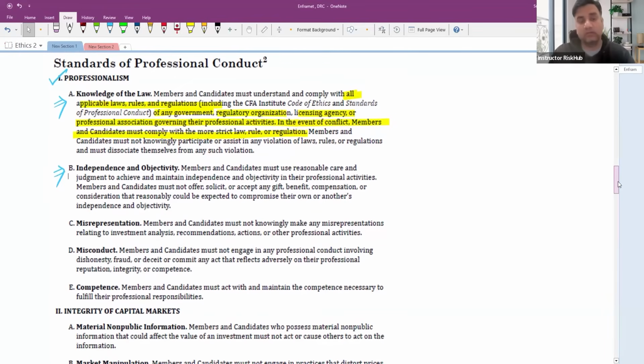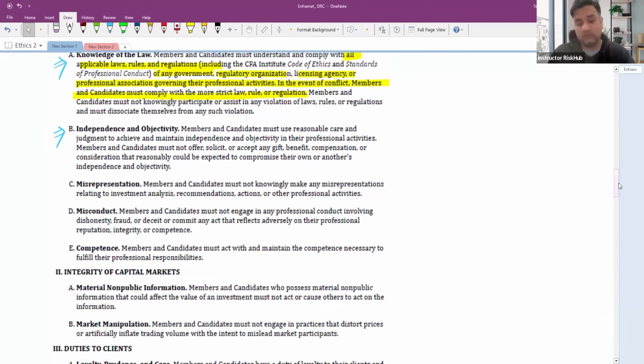And the second one, I told you, right? No gifts, no benefits, no compensation, no impairment of judgment. Anything where perception also turns bad, that is bad, right? So what reasonably could be expected to impair judgment is not good, not allowed. Third is misrepresentation. Misrepresentation means no false claims, no exaggeration of credentials, no plagiarism, all those things, right? You can't remember everything, you have to understand it, guys.